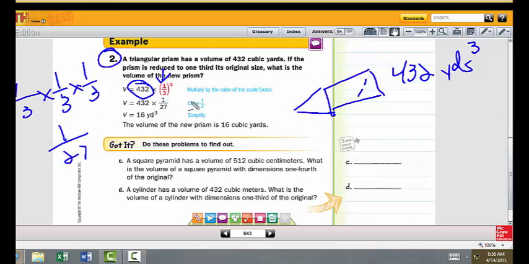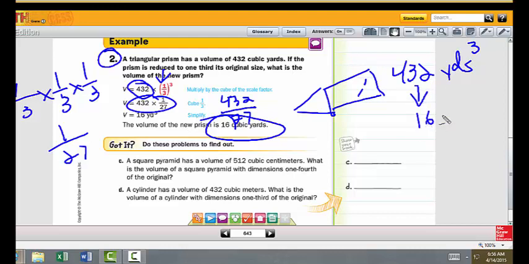Understand that when you're working with fractions, when you're cubing a fraction, a fraction times a fraction is going to give you a smaller number. So of course we end up with 432 over 27. And 432 divided by 27 is 16 cubic yards. So we go from 432 cubic yards down to 16 cubic yards. Please press pause and do letters C and D.